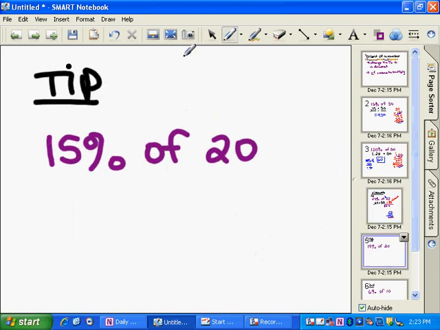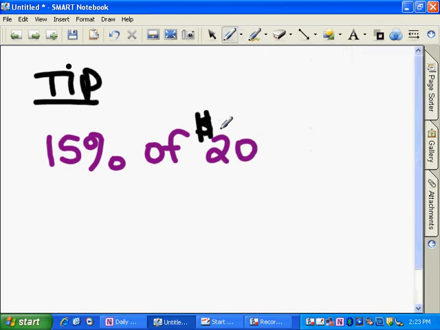Tip works about the same way. Only a tip isn't subtracted from a bill, a tip is added to a bill. So let's say you go out to eat with some friends and your bill comes to $20, okay, and you want to leave a 15% tip. That means you need to figure out what 15% of $20 is to figure out how much tip you're going to leave. So again, it's going to be 0.15. "Of" means to multiply, and then we have 20.